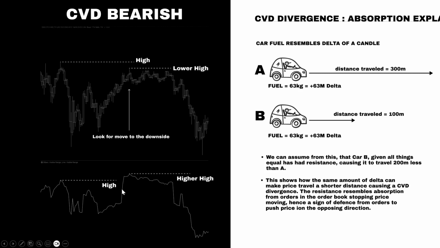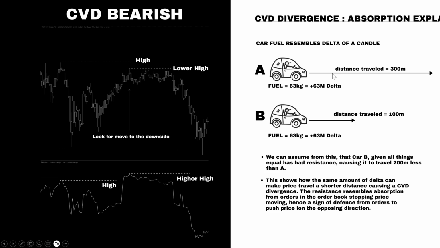As an example, you have CVD which is bearish over here. CVD is making a high, but over here price is making a low. In this case, you have people that are limit selling and they're absorbing the market buys. There's a difference as well. Here you can see in this example, car fuel resembles the delta of a candle. If you have fuel equaling 63 million delta, the distance traveled is going to be 300 meters. But you can have a situation where you have the same fuel but the distance traveled is less. You can assume that car B, with all other things equal, has had resistance causing it to travel 200 meters less.